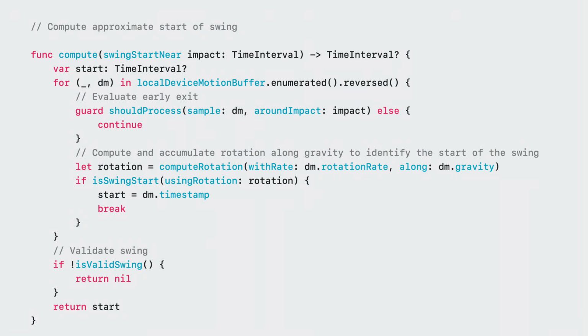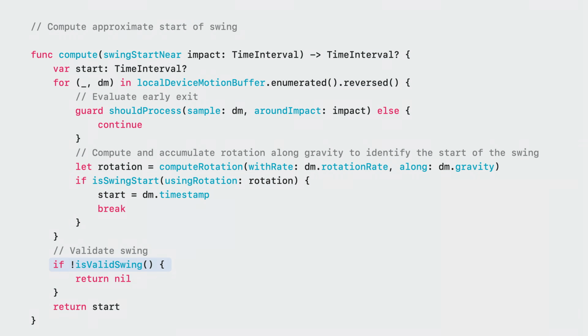with the ball. For samples that pass my series of initial checks, I compute the rotation along gravity in my compute rotation function, which sums the product of each axis rotation rate and gravity values. With rotation along gravity computed, I can start looking for the start of the swing. A simple swing start check might look for the consistent failure of the rotation rate along gravity to meet a threshold value. Once I stop seeing rotation rate along gravity meet that threshold, I'll use that as the start time of the swing and exit out of the loop.